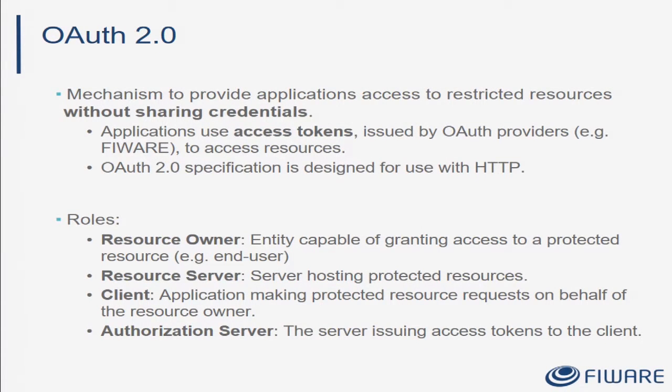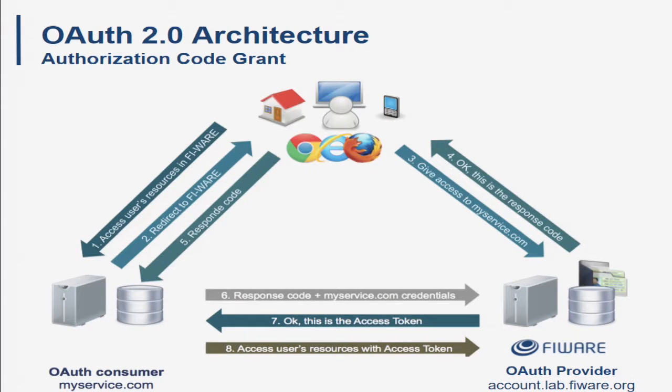OAuth 2 provides different configurations, different possibilities that you can use when configuring it. These different configurations are called grants, and we have 4 types of grants. The first one is the authorization code grant, in which here in this picture we can see the client, that is the server that is trying to access your resources on behalf of you. We have here the resource owner. In this case, it is FIWARE.